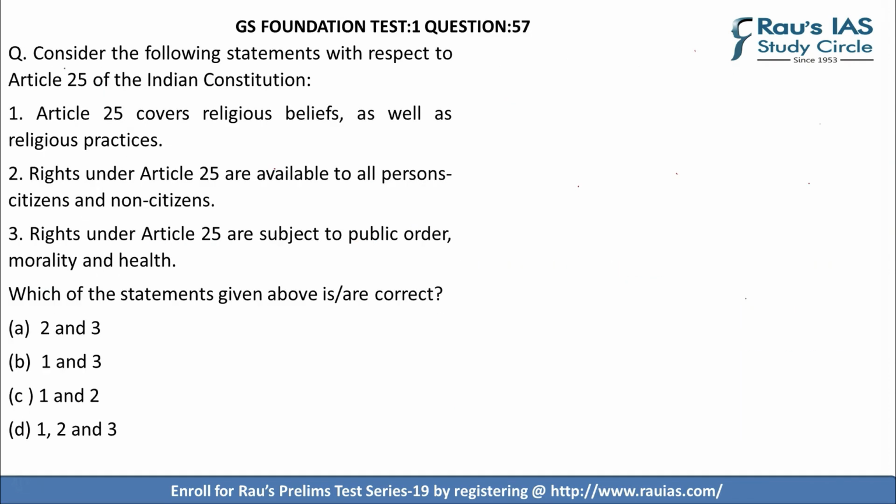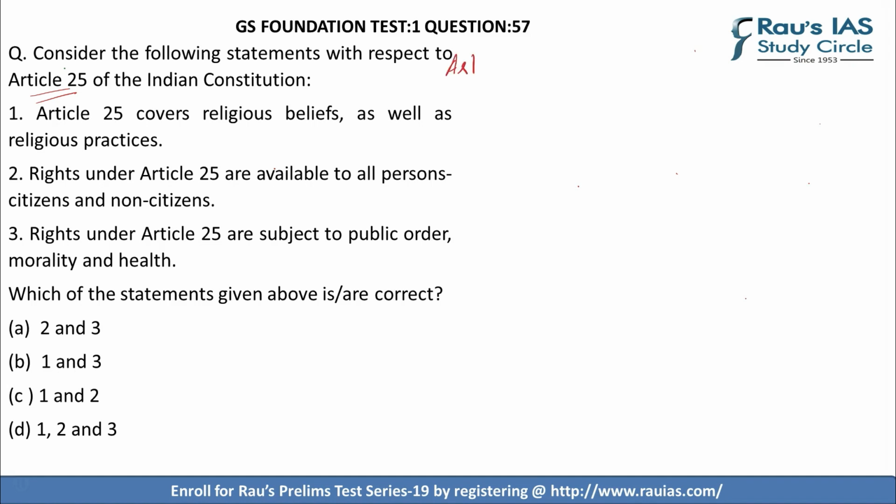Question number 57 is giving us 3 statements with respect to Article 25 of the Indian Constitution. The fundamental rights of which Article 25 is also a part of are one of the core areas of polity in the UPSC. Also, since recently the right to freedom of religion was highly debated in the Sabarimala issue, this article is of importance. Now let us look at its provisions.